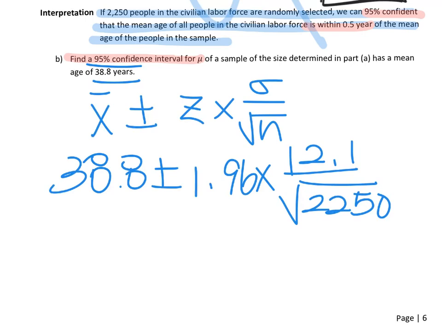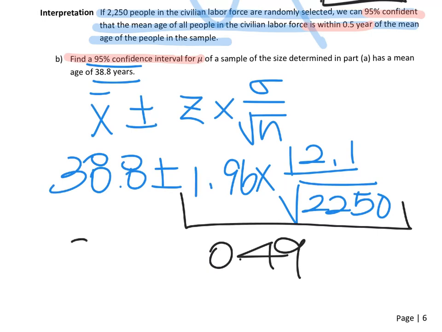Can you give me the margin of error? Please, the margin of error, the second part. How much is the margin of error? 0.5. You didn't get 0.5? Anybody? What is it? Is it 0.49, 0.5? 38.8 plus and minus?